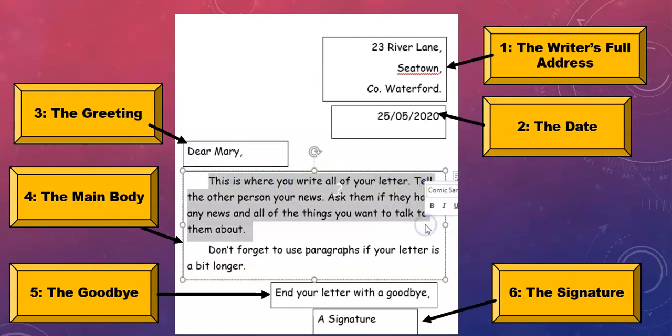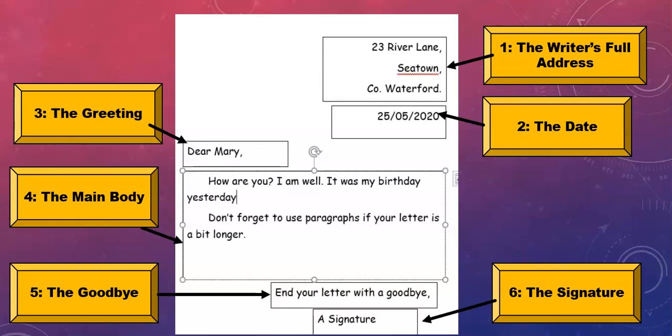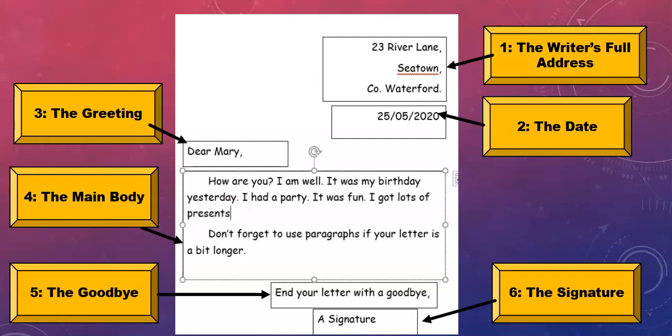Let's write a letter to Mary. Dear Mary, how are you? Question mark. How are you? I am well. Full stop. It was my birthday yesterday. I had a party. Full stop. It was fun. I got lots of presents.